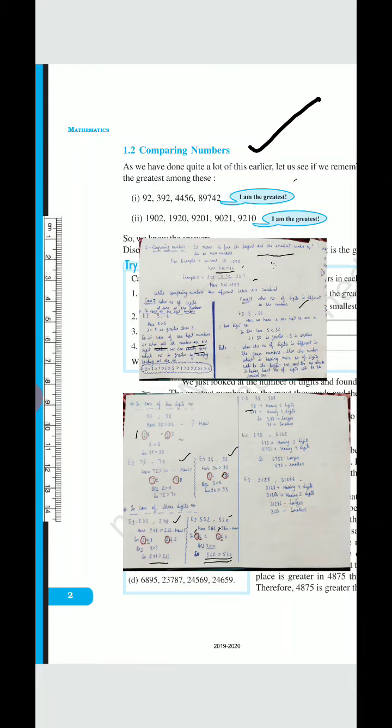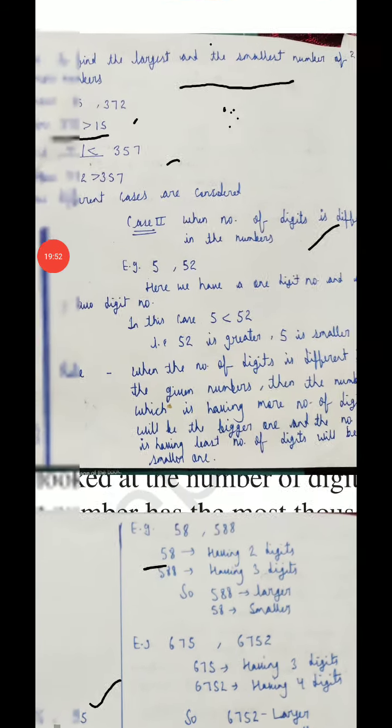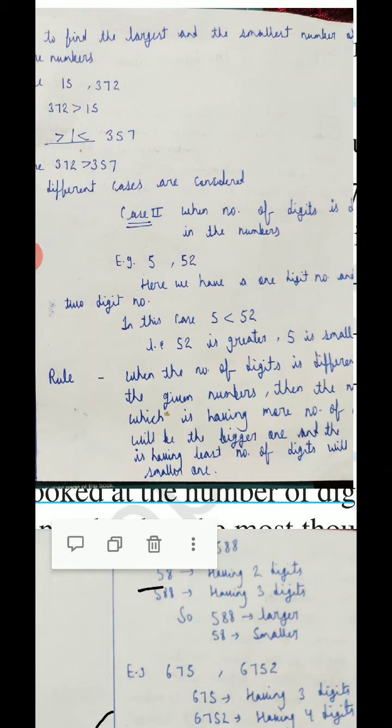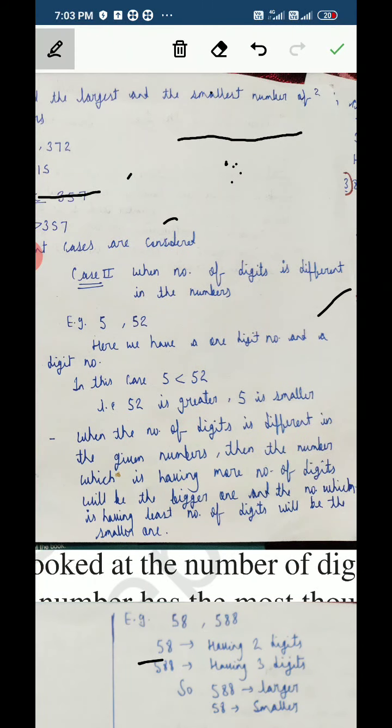Now let's come to the second case, where the number of digits is different in the numbers. For example, we have 5 and 52. Here we have a 1-digit number and a 2-digit number. In this case, 52 is greater than 5, meaning 52 is greater and 5 is smaller. So what we conclude is that when the number of digits is different in the given numbers, then the number which has more digits will be the bigger one, and the number which has fewer digits will be the smaller one.